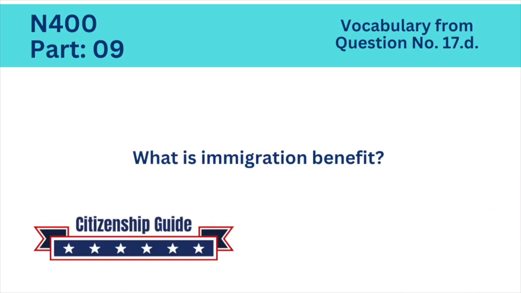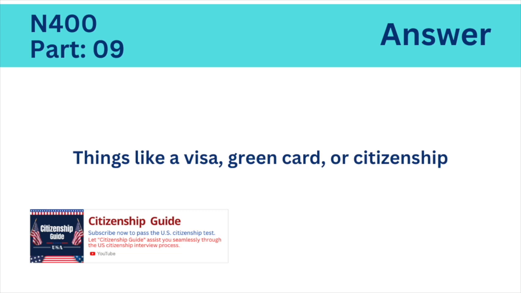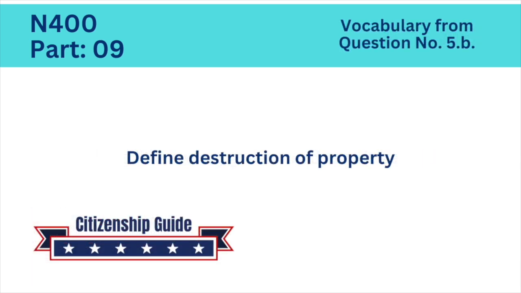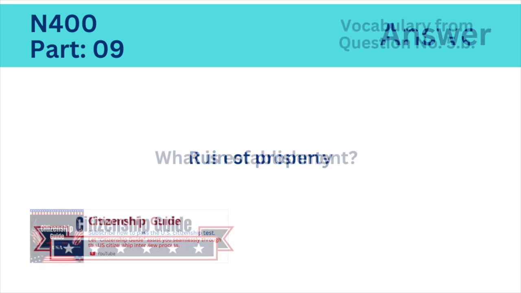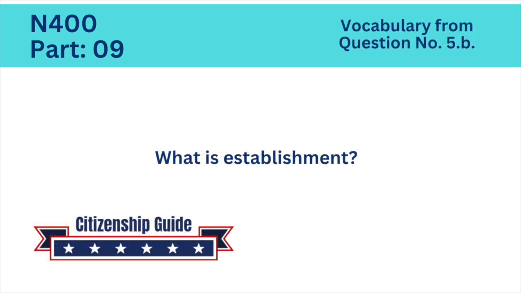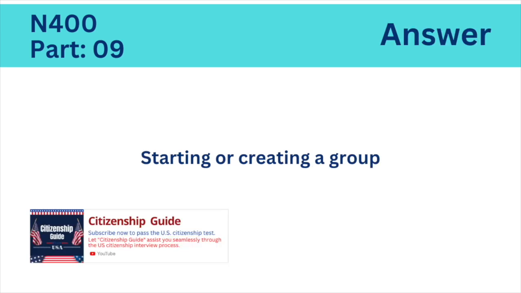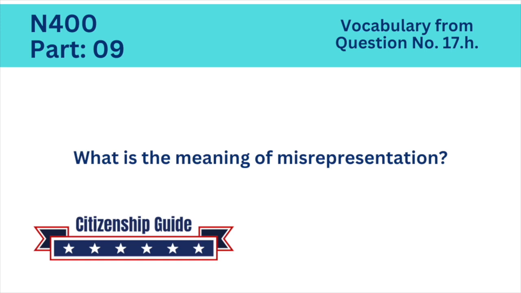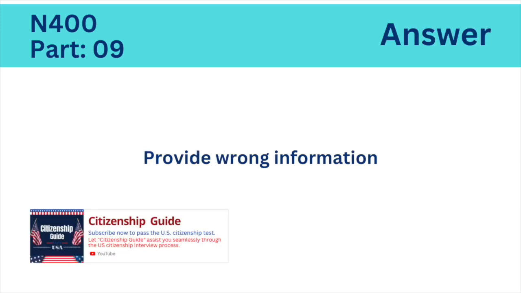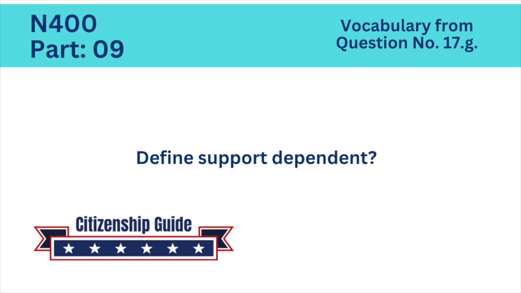What is immigration benefit? Things like a visa, green card, or citizenship. Define destruction of property. Ruin of property. What is establishment? Starting or creating a group. What is the meaning of misrepresentation? Provide wrong information. Define support dependent. Pay child support.